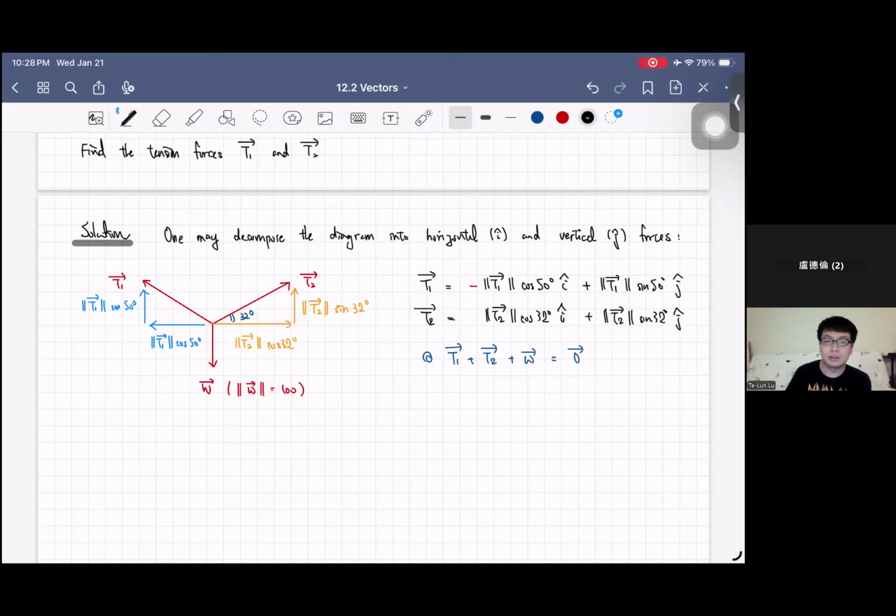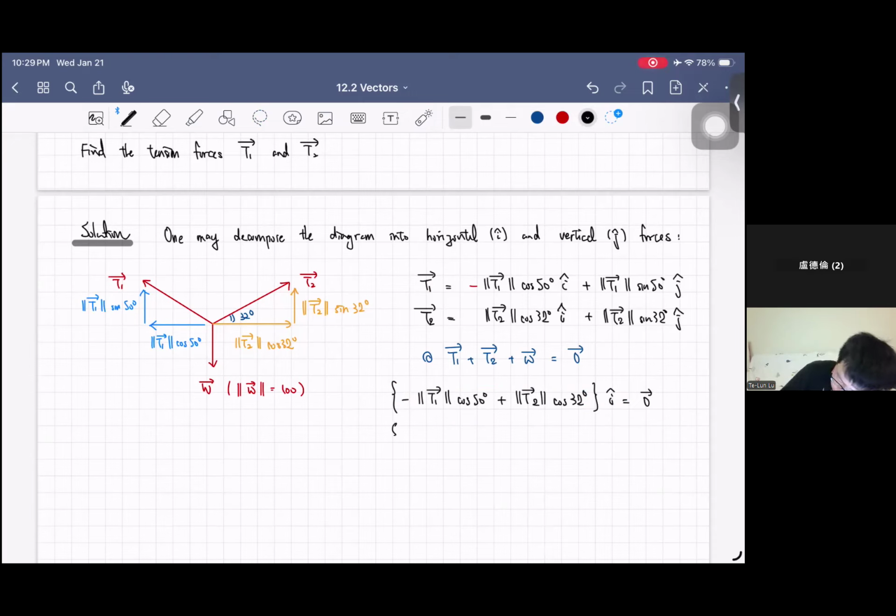First of all, what is the horizontal component? You have this guy and this guy, right? So minus T1, this magnitude, plus T2 cos 32 is 0. Okay? In this case, perhaps let me write this. This i is 0 vector.